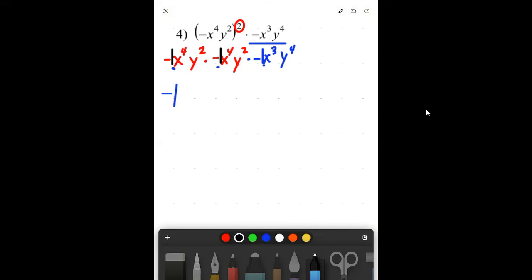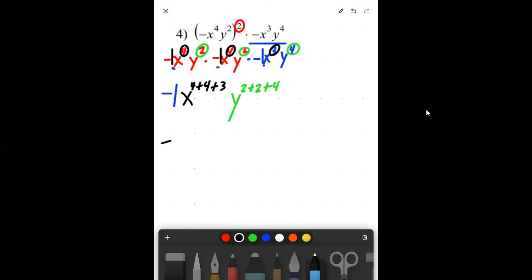And then what we're going to do is we're just going to take anything that has a base of x, and we're going to take the exponents and we're going to add them. So it's going to be 4 plus 4 plus 3. And let's do the y. So same thing, we're going to take anything that has a base of y and add the exponent. So it's going to be 2, 2, 4.